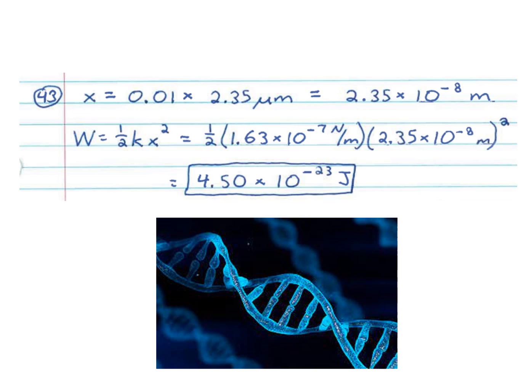x is 1% of 2.35 micrometers, so 2.35 times 10 to the negative 8 meters you should get. And then work equals 1/2 kx squared. You're given the k, we have x, and so you should get 4.50 times 10 to the negative 23 joules.